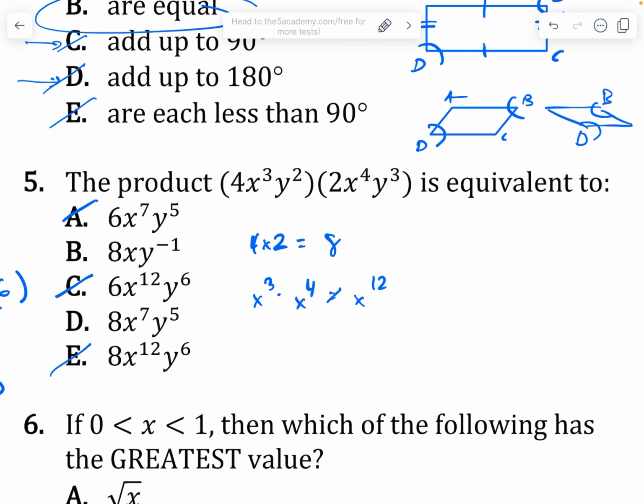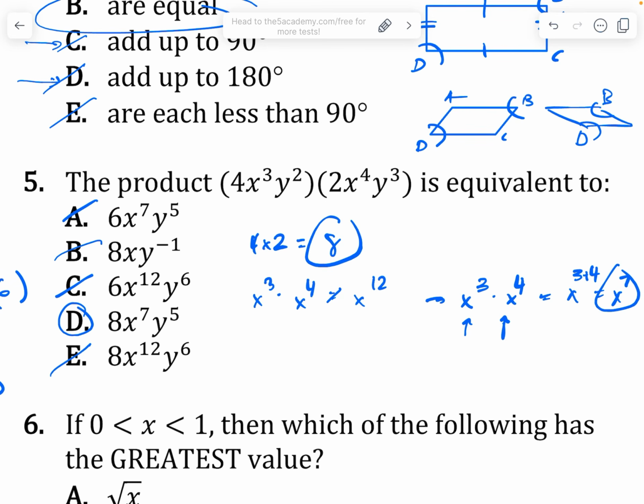So what you're going to do here, when you have two terms like x to the third times x to the fourth, and they have the same base of x, you add the exponents together. X to the 7th. Okay? Right off the bat, 8x to the 7th, you're going to end up with answer option D. Let's just do the last part.